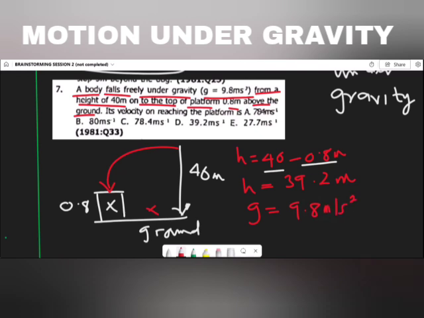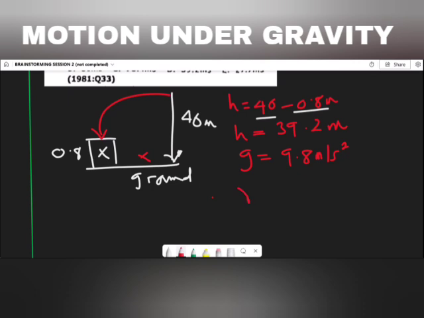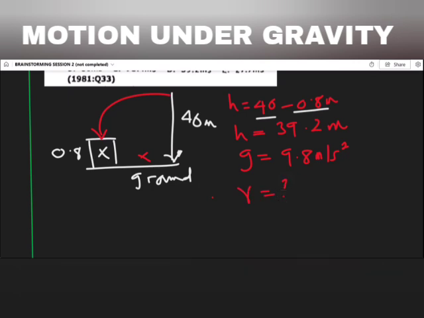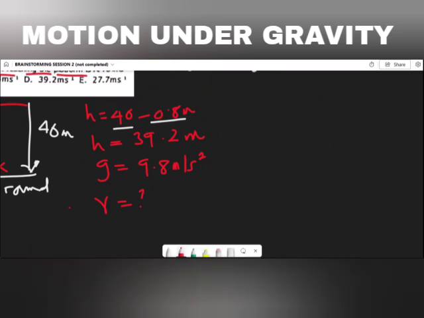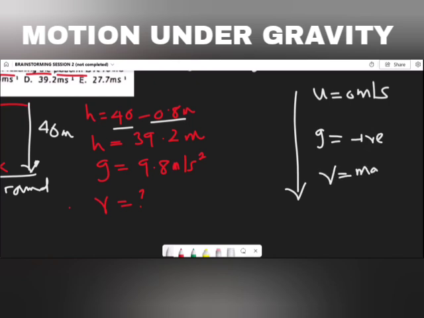Going on with the question, it says its velocity on which the platform is. So we are asked to find the velocity at which the ball reaches the platform. Anytime we are dealing with motion under gravity questions, there are some parameters you should keep in place. Firstly, when the ball is coming downwards, our initial velocity is always 0 meters per second. Our gravity is always a positive value. Then our final velocity is always at maximum.